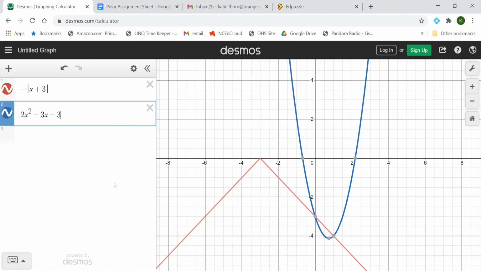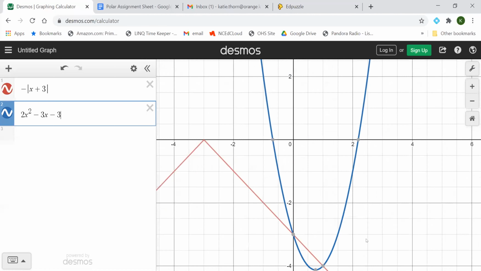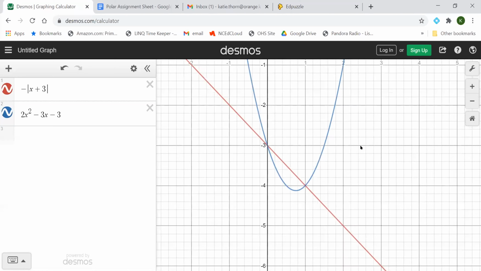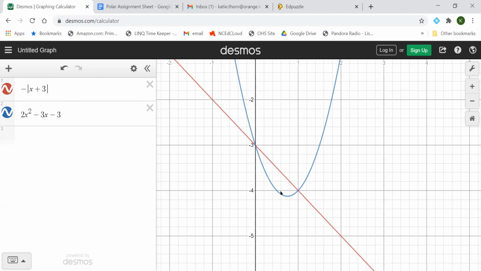All right, so right now you see I've got my equations typed in Desmos. Again, you type both of them in at the same time. And when you're solving a system, you're looking for where the two graphs intersect. And so I see they intersect here at 0, -3 and 1, -4. So those are the 2 points that this graph intersected at.